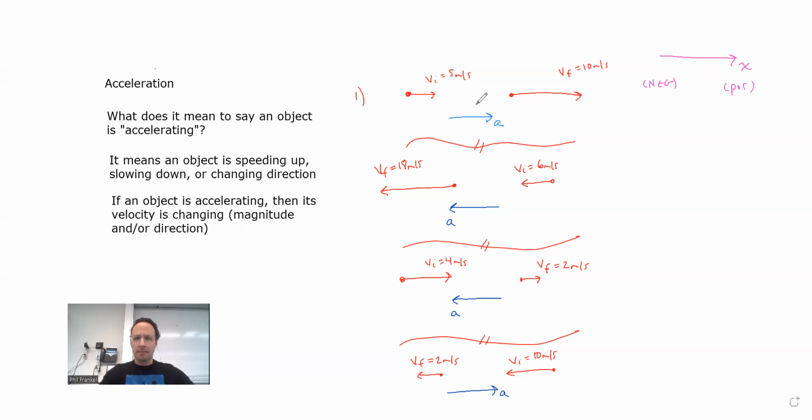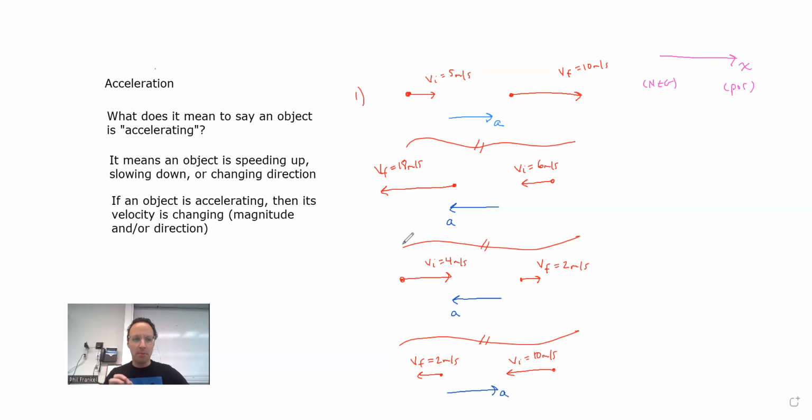So notice here, in this first example, the object's acceleration points to the right, so it's a positive numerical value. And it's true that the object sped up. It was moving at 5 meters per second, and now it's got a speed of 10 meters per second. So in that case, that positive acceleration caused the object to speed up.